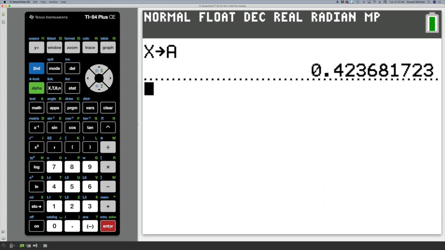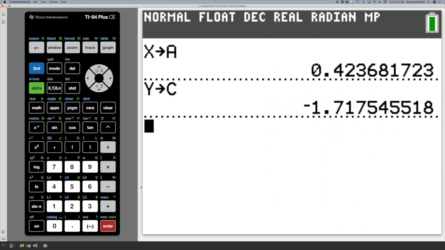And now a is that number. And then to store y, we have to press alpha and then select number 1 for y and store that one as alpha c. And so if I want to use that x coordinate, I'm going to type A. If I want to use the y coordinate, I'm going to type C.